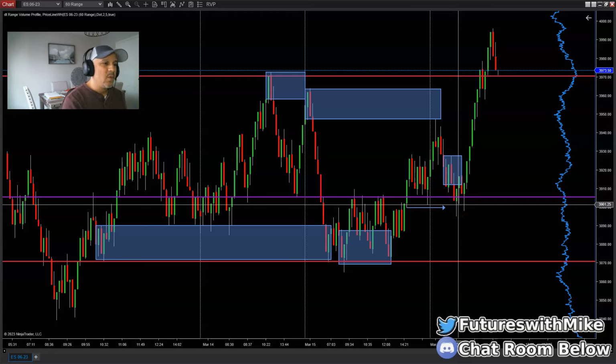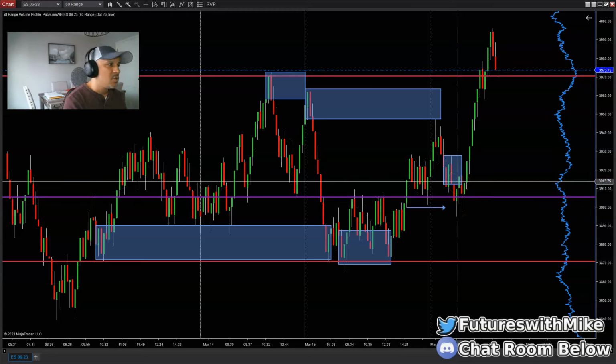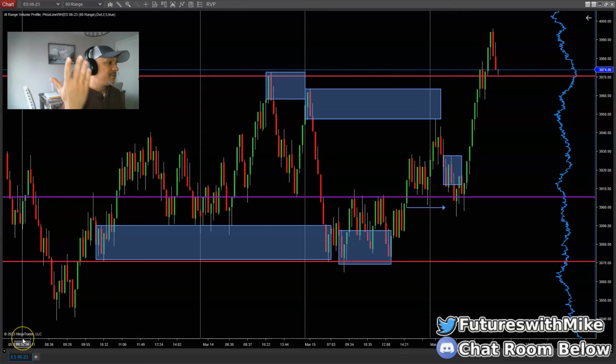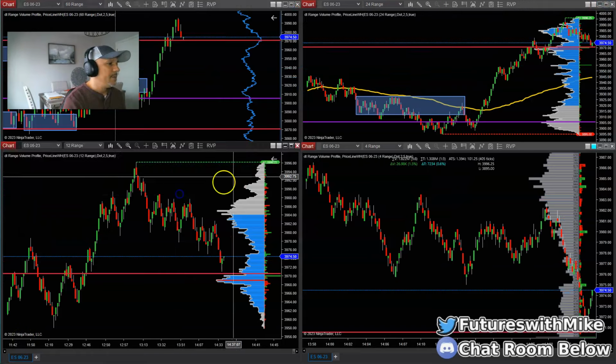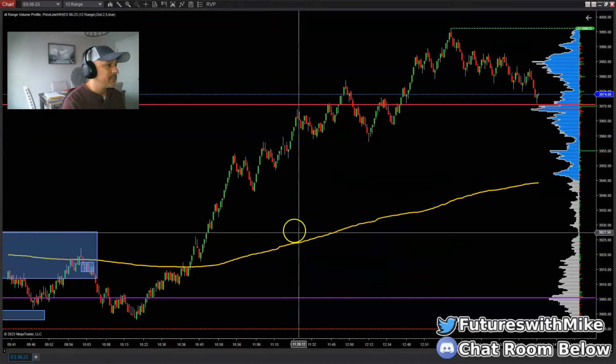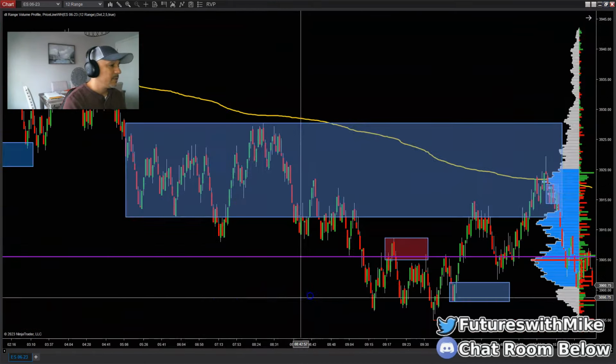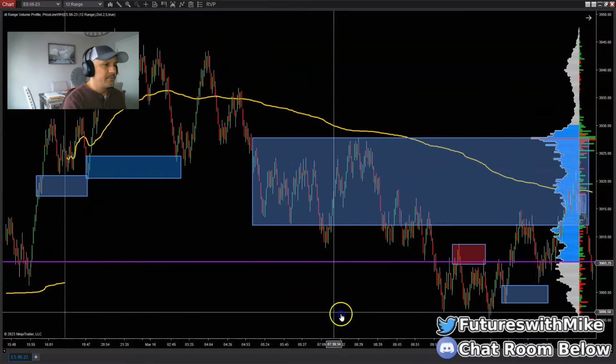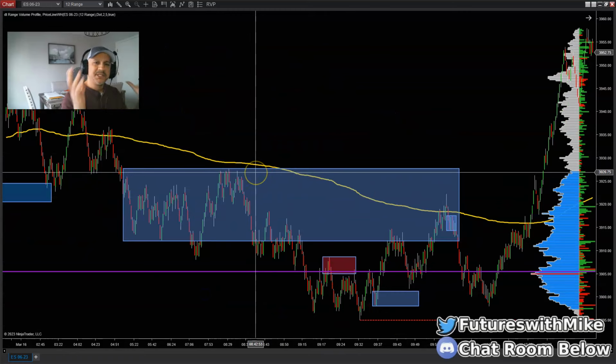Now, the second thing, wait for the pullback to the supply zone on the higher time frame, and then do what? Just simply go down. Move down to your lower time frame chart, whatever that is, okay? So I'll move down to my 12 range chart for me, simple enough, okay? Just to put it out there. Now, this big box you see here, that is the supply zone from the higher time frame, okay?